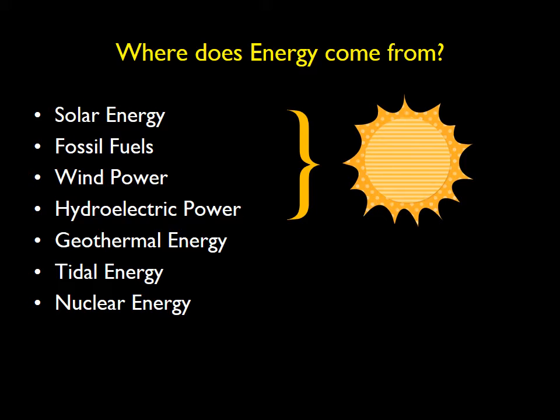Wind power comes from the sun because it's a warming of air masses that causes those air masses to move around on our planet, and their energy can be captured. Then hydroelectric power as well, right? The water cycle also is driven by the sun. So it's interesting to think that so much of the energy we use is derived from the sun, either directly or indirectly.